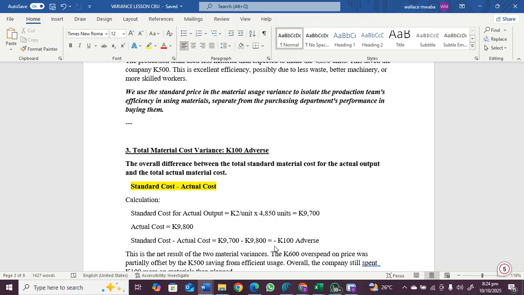Okay. Any questions on total material cost variance? So we overspent by 100 kwacha.